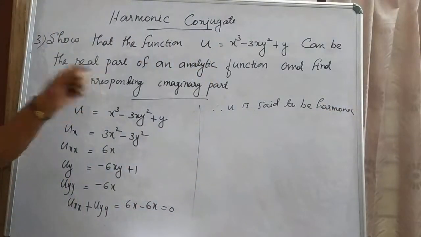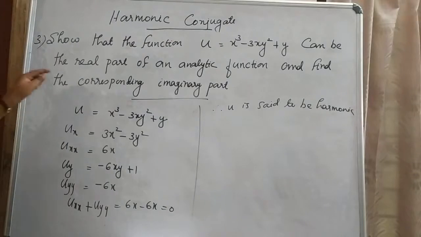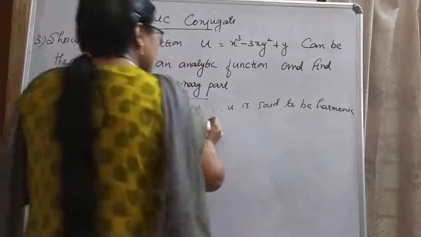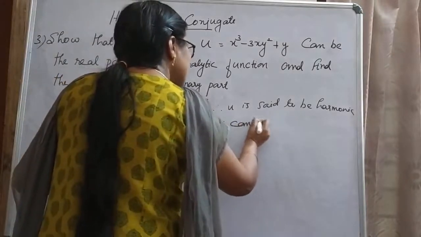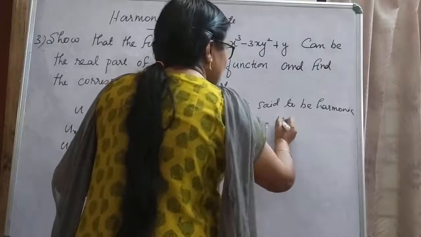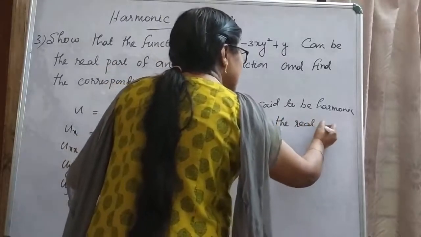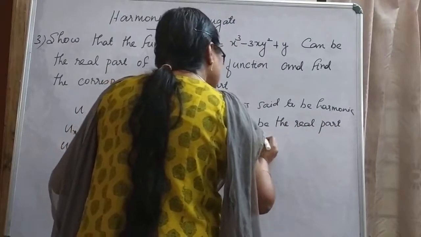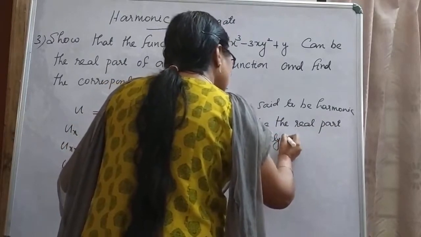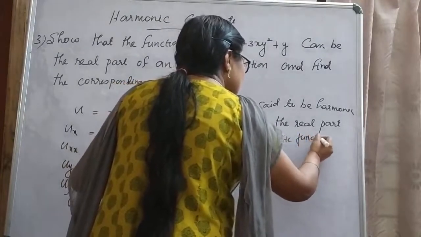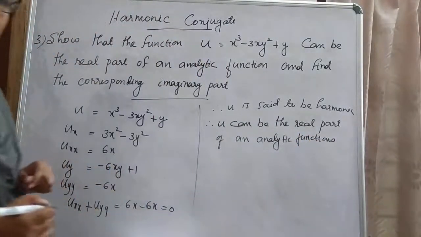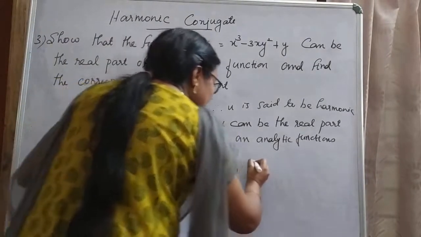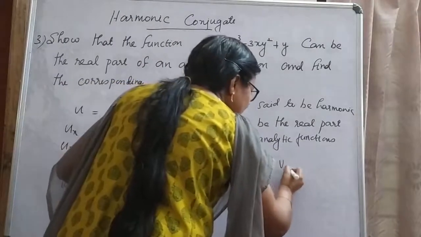Therefore, u is said to be harmonic. Therefore, u can be written as the real part of an analytic function. Then by CR equations, ux equal to vy and vx equal to minus uy.